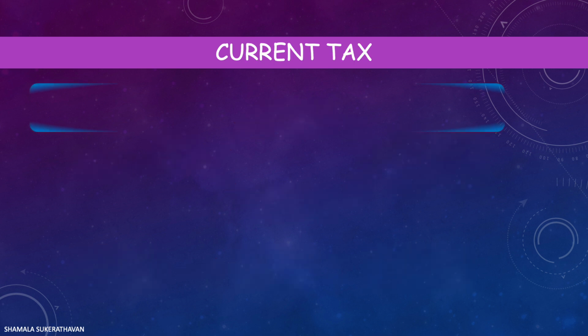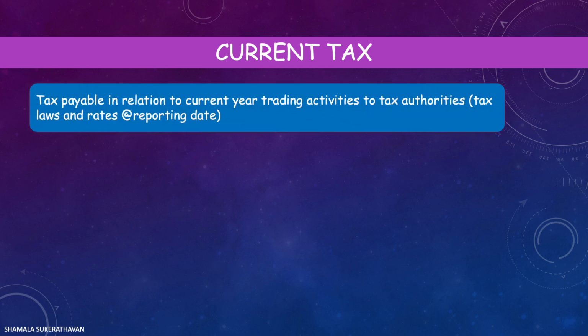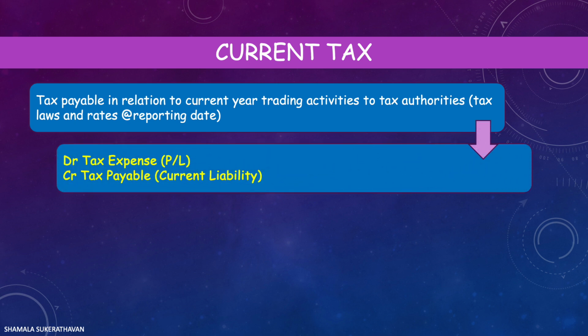Current tax is the amount expected to be paid to tax authorities in relation to current year trading activities, applying tax laws and rates in force at the reporting date. The current tax payable is recognized as an expense in the profit or loss, with a corresponding recognition of a liability for tax payable. It is important to note that in most cases, the current tax payable is an estimate, with the final amount payable being finalized after the financial statements are authorized for issue.